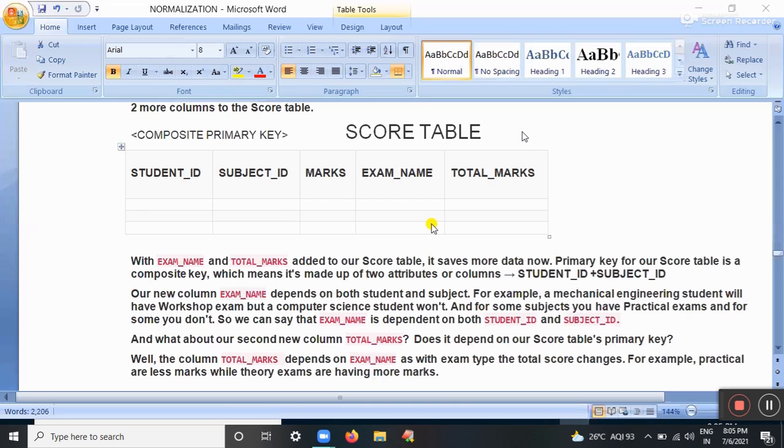Carefully think about what I'm telling you, guys. Different branches, different qualifications, different educational backgrounds we have. But your total marks, it's depending on what? Examination name or marks. Examination name is representing what now? Types of exams.